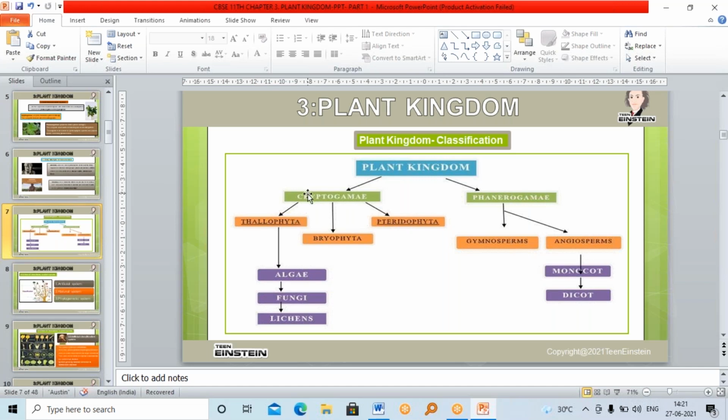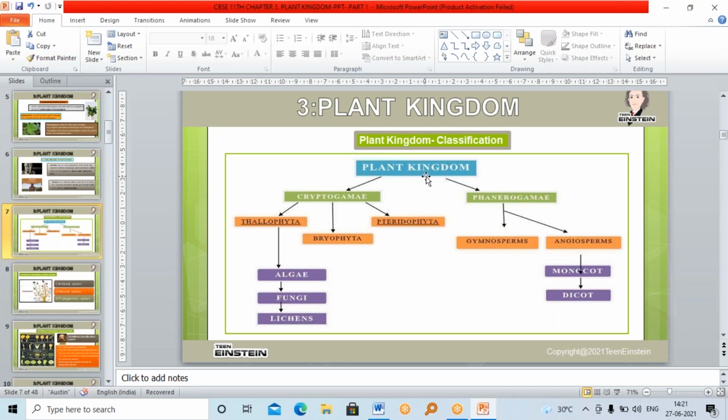Then this cryptogamy, or with hidden reproductive structures, is again divided into Thallophyta, Bryophyta and Pteridophyta. So the plant kingdom is divided into two, cryptogamy and phanerogamy. Again, the cryptogamy subkingdom is divided into Thallophyta, Bryophyta and Pteridophyta. And next, phanerogamy with visible reproductive structures is again divided into gymnosperms and angiosperms.